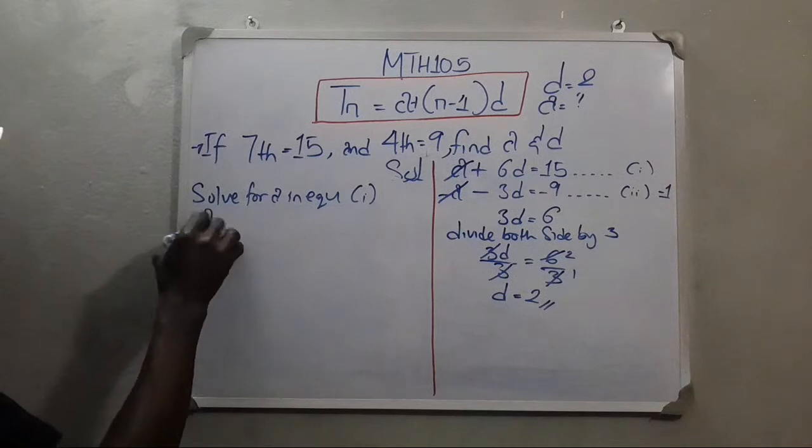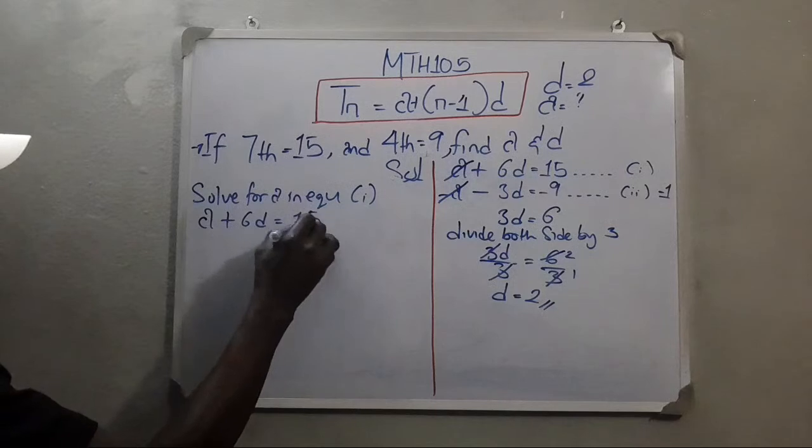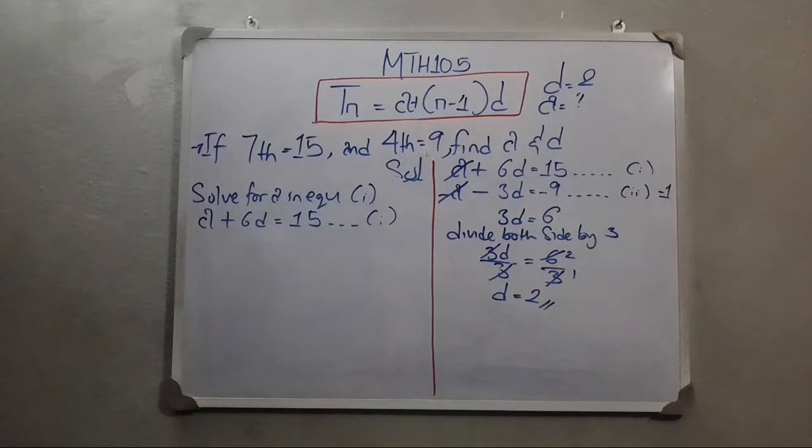Alright, equation 1 says A plus 6D equals 15. Alright, equation 1.